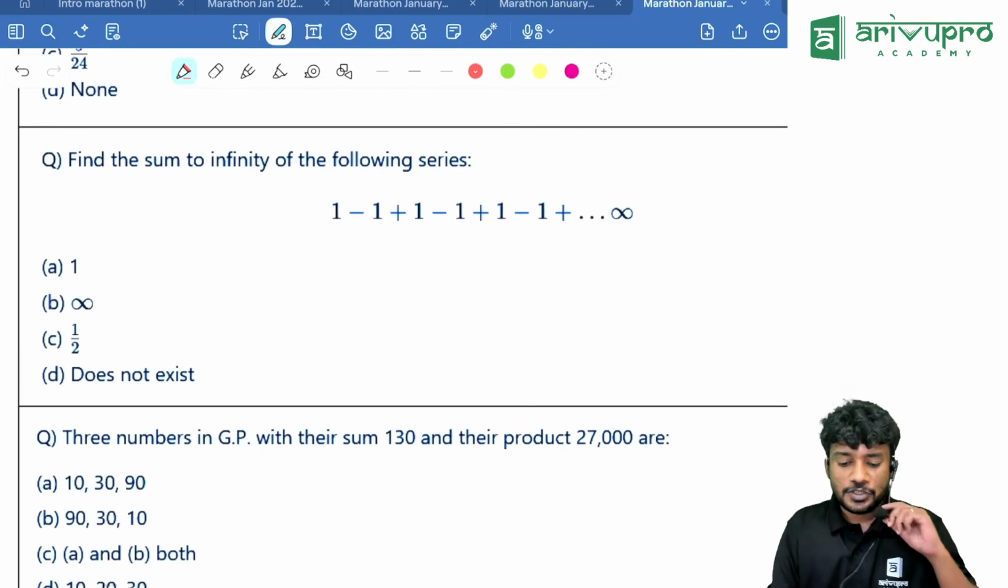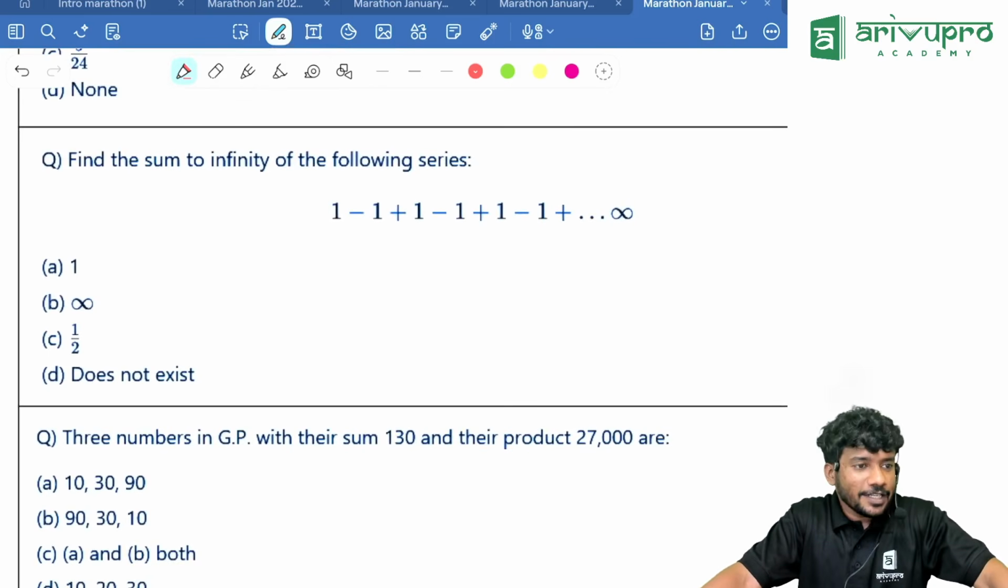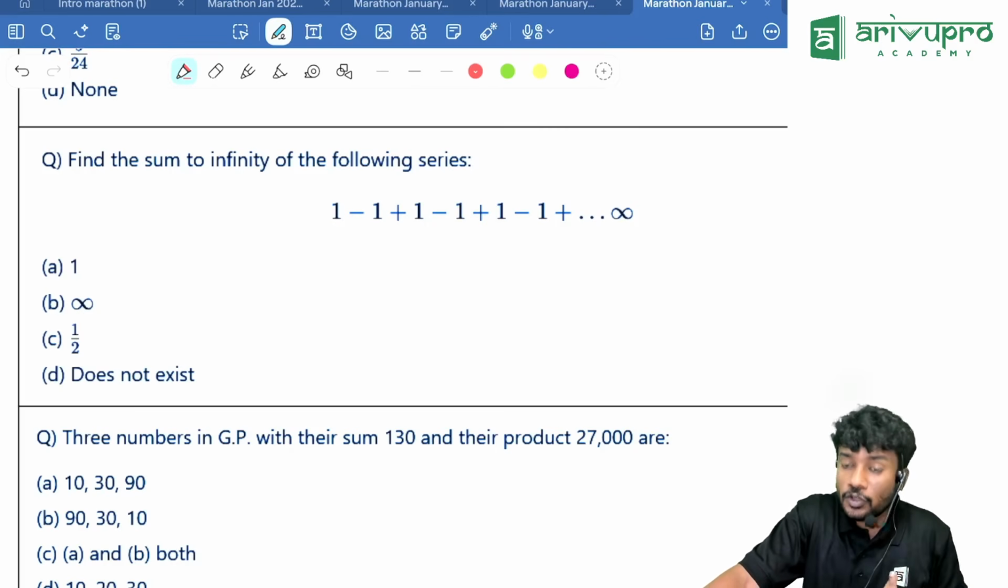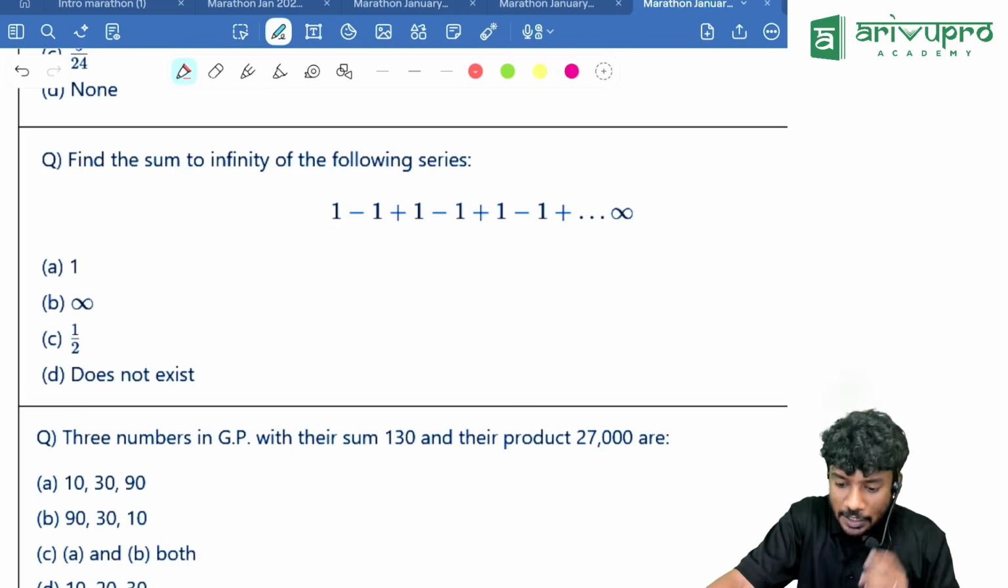Get me the answer for this. Sum of the following series. Very interesting question, right? 1 minus 1, 1 minus 1, 1 minus 1, etc. goes on forever till infinity. You might think that it is 0 only, right? One is coming, another one is cancelling it off.